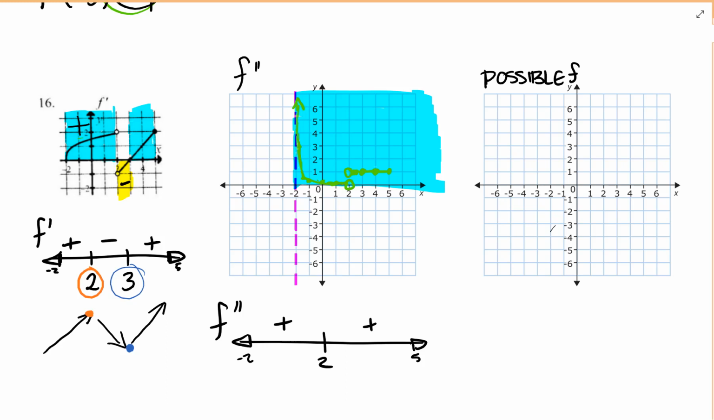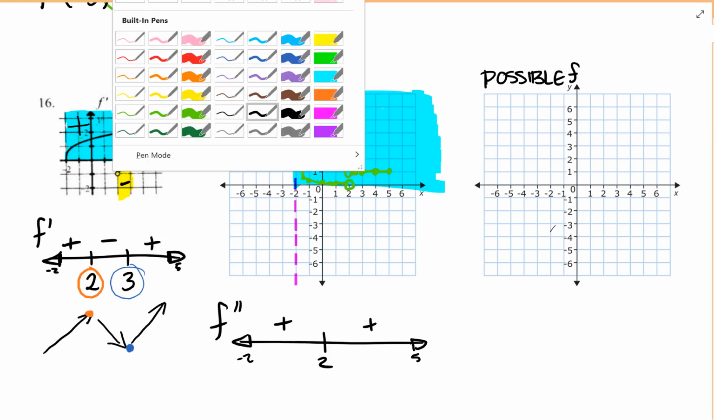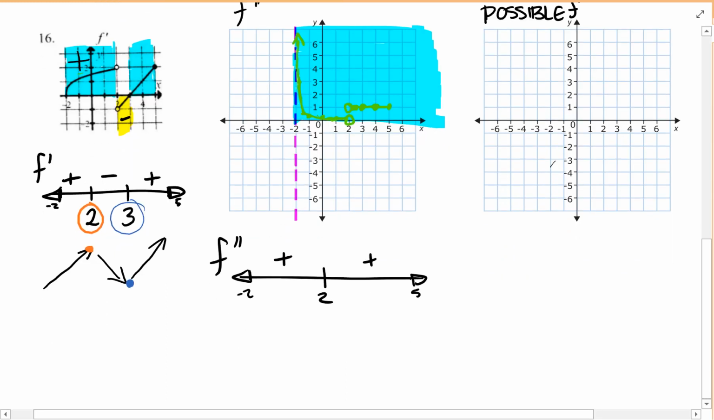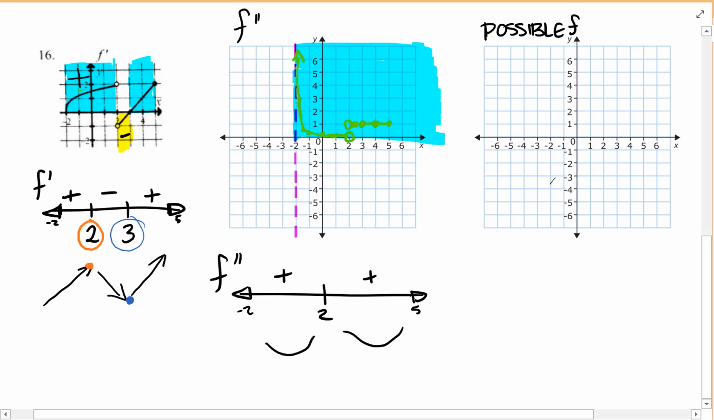Now we'll check the f prime prime number line because f prime prime gives us intervals of concavity for f. To the left of 2, so -2 to 2, f will be concave up. And from 2 to 5, f will be concave up. First, I'm going to graph my relative extrema. I have a relative max at 2 and a relative min at 3.